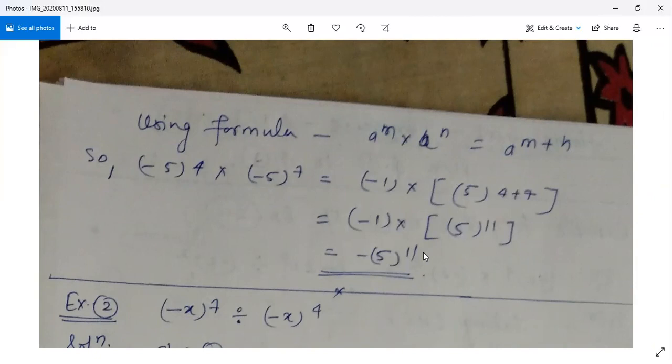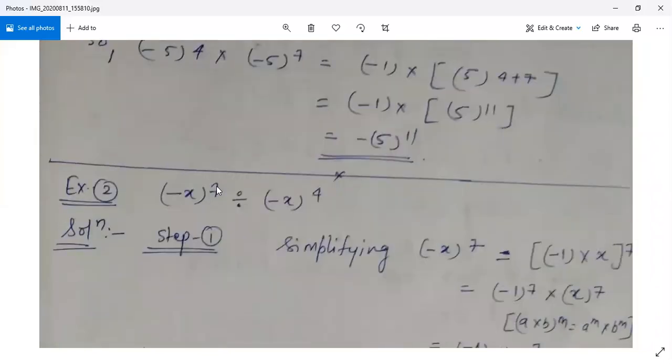In this example we have seen a multiplication part. The combination of two exponents was of multiplication form. In the next example you will see that the combination is in division form. The only difference will be that instead of multiplication we will be using division here.